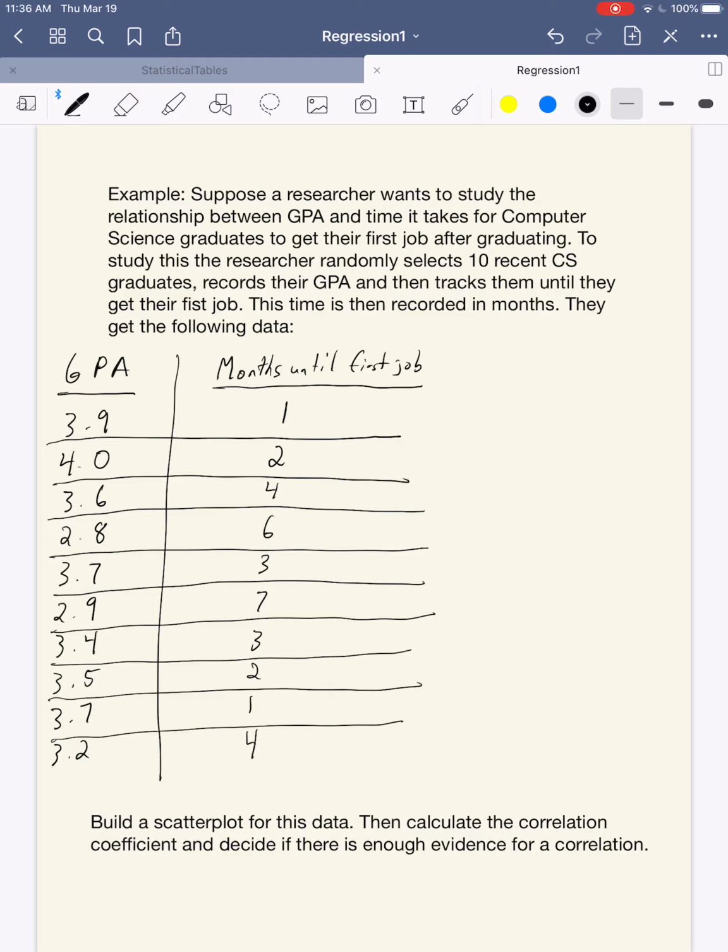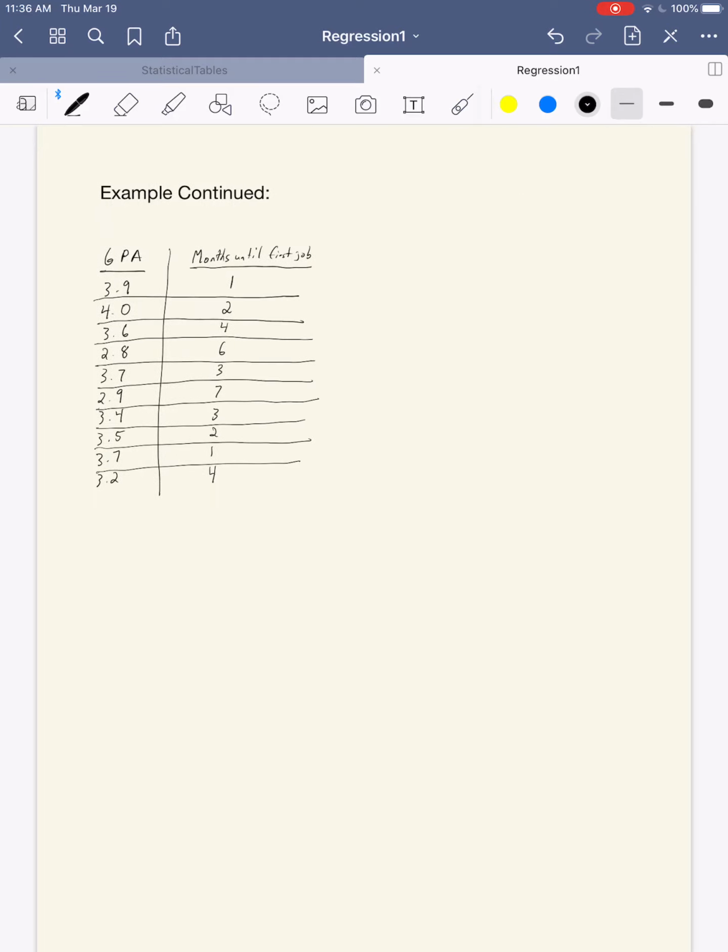All right, so let's give ourselves a little bit more space to work with here. So here's our same data set, right? And the first thing we're going to do is just make sure we identify the explanatory and response. Again, you can almost think about this chronologically, right? The GPA needs to happen before they can start looking for that job, right? They have to graduate before they can start looking for that first job after graduation. So what that tells us is that GPA here is going to be our explanatory, and the months until they find that first job is going to be the response.